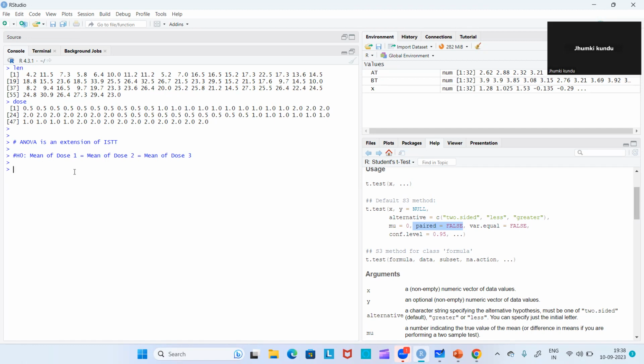It means no matter what dose you give to the guinea pigs, the length is going to remain the same. The null hypothesis says that doses have no impact. There is no difference, meaning doses have no impact on the tooth growth of guinea pigs. This is what it is saying.